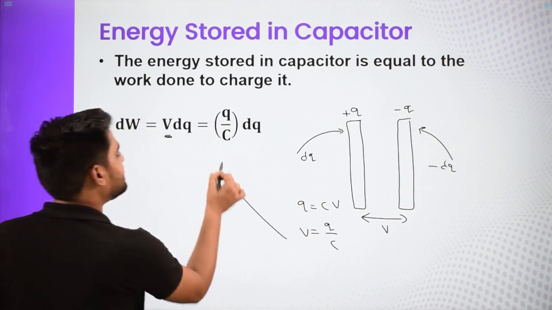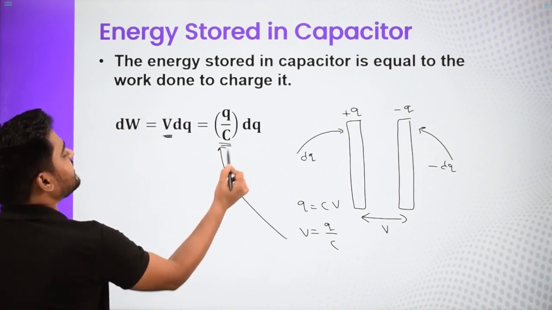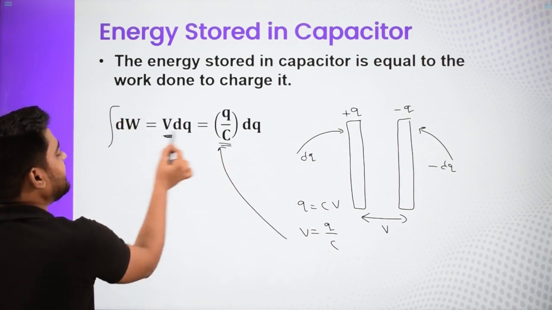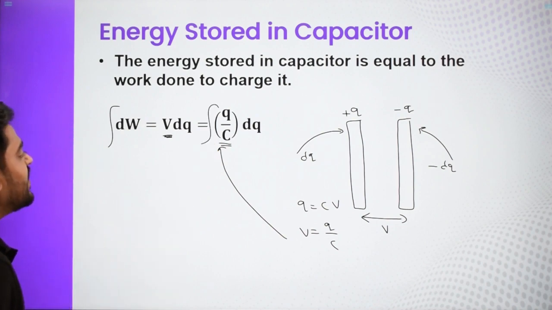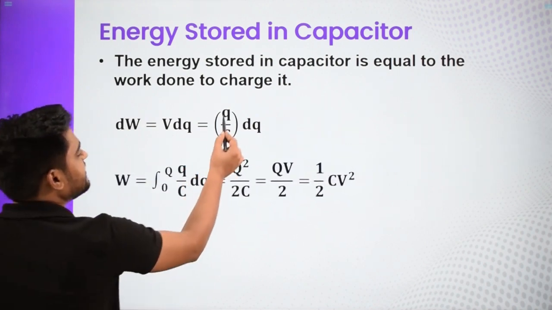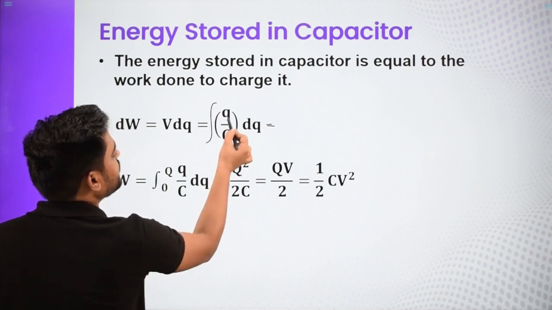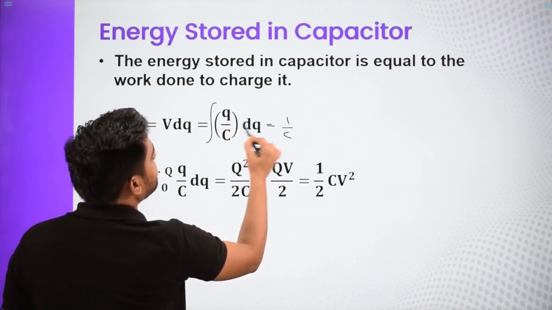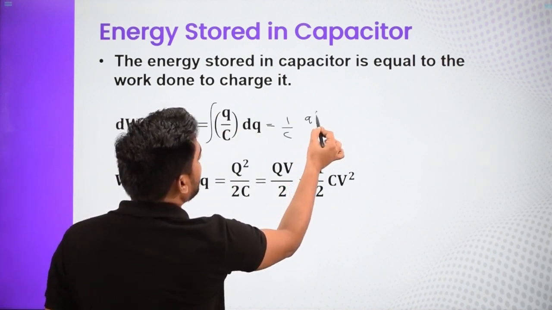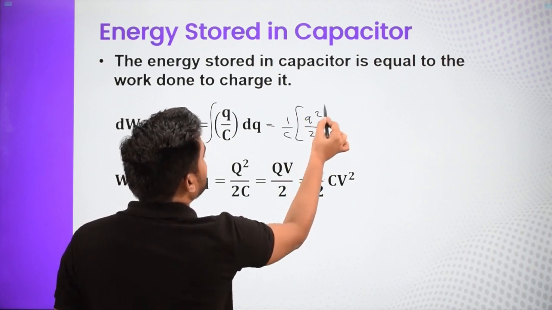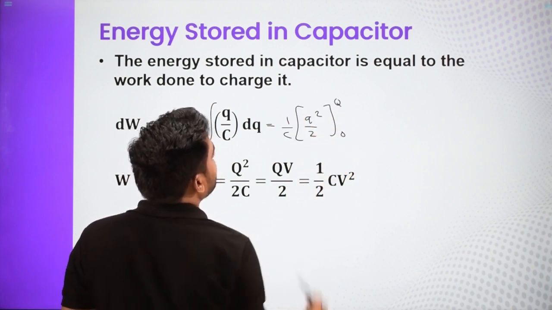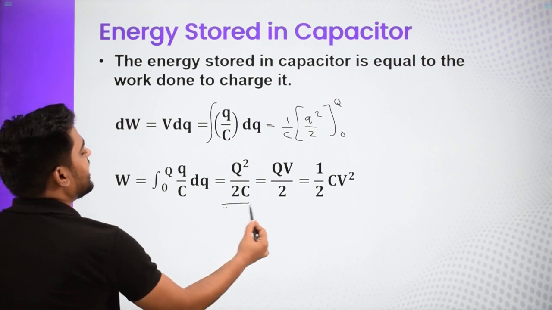So I just replaced V with Q by C, and dq I can simply integrate and get the total work done. When we integrate that, 1 by C comes out as it is, and the integral of Q is Q square by 2, and the limit is charging from 0 to Q. So eventually you get Q square by 2C.